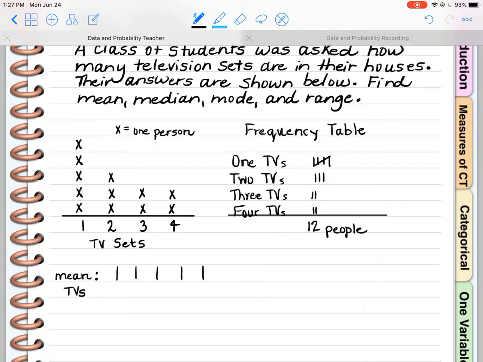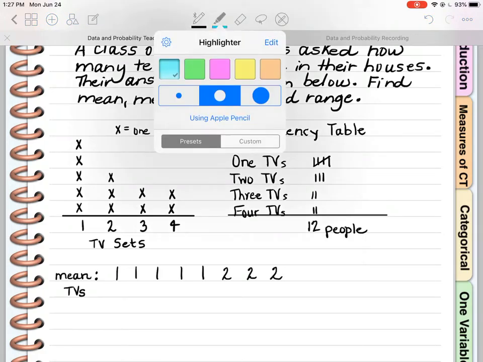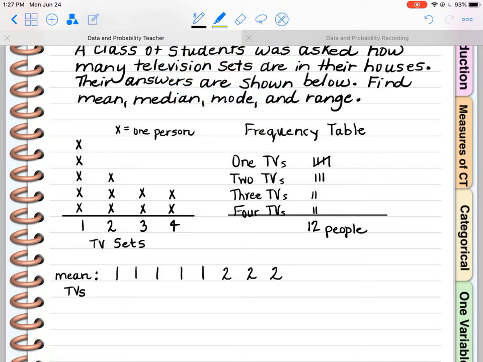How many people said they have 2 TVs? 1, 2, 3. And I'll tell you what, let me do it this way. I know that can't make much sense. Got 5 of these, 5 of those. 2 of these, 3 of those. Does that help when I color code?